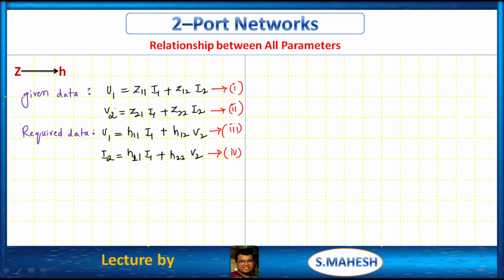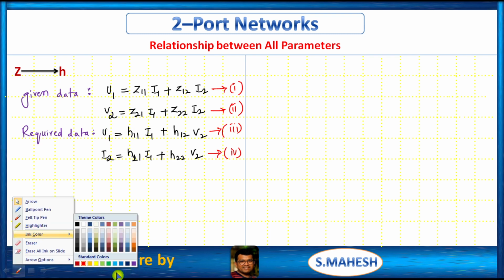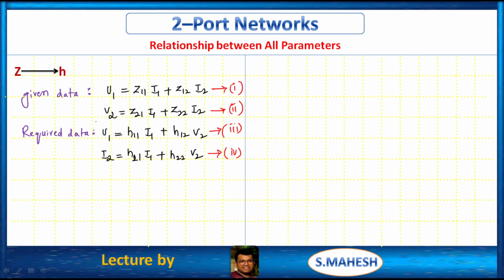So we have to manipulate the given data representations to match the required data representations. For example, if you see equation 1, we have what? V1 equals Z11 I1 plus Z12 I2. So coming to equation 3, we have to match this equation with this, right? What is the key point? We have to match the equations.